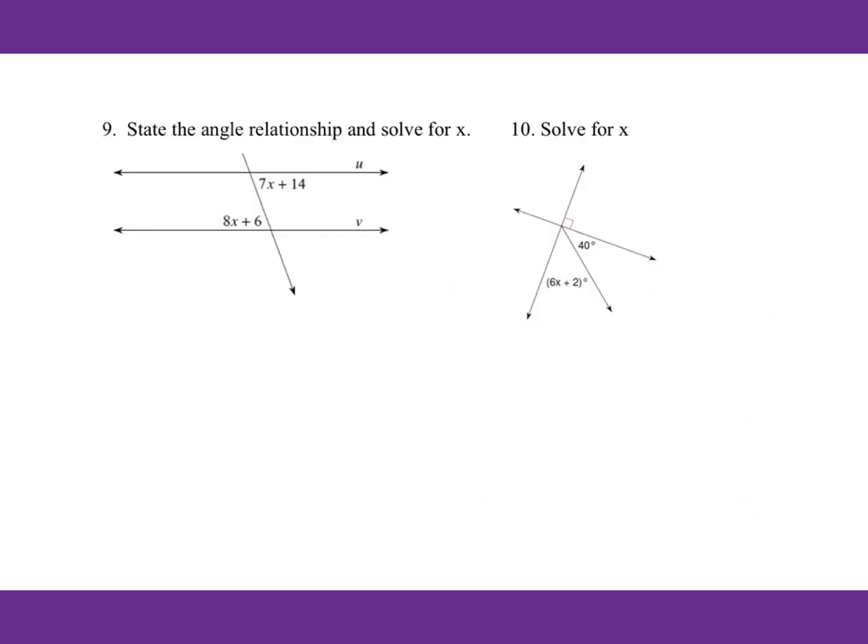For number 9, see the angle relationship and solve for x. For this diagram, we assume line U is parallel to V. Then the alternate interior angles are equal to each other. Therefore, 7x plus 14 equals 8x plus 6. This is a linear equation.